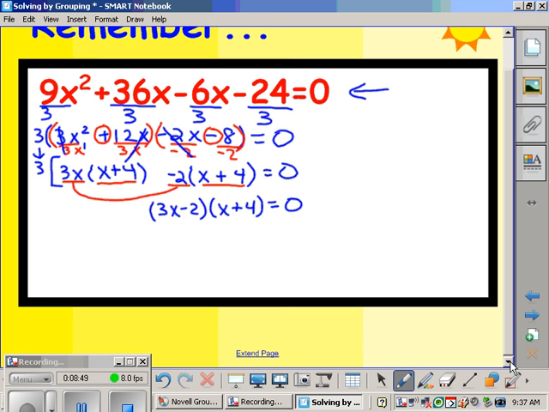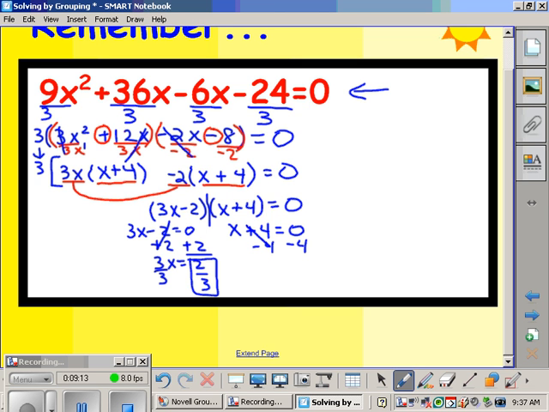Now we're going to go ahead and solve two equations. So we're going to set 3x minus 2 equal to 0 and x plus 4 equal to 0. And we can add the 2 to both sides. Divide by 3. So one of our x-intercepts is 2/3. For the second equation, if we subtract 4, our second x-intercept is a negative 4. So our two x-intercepts are 2/3 and negative 4.